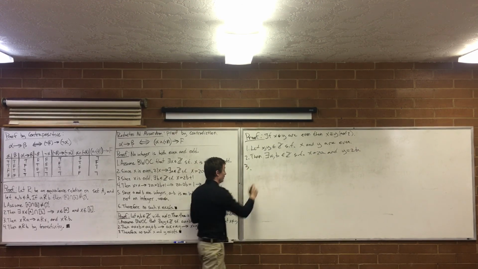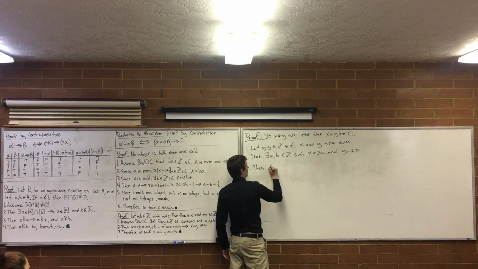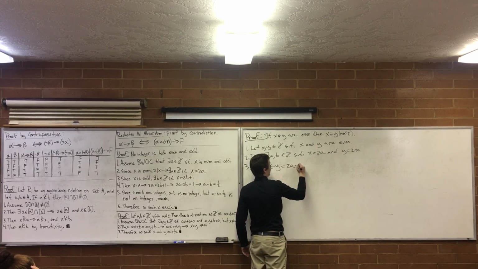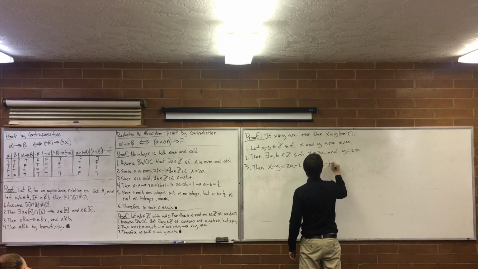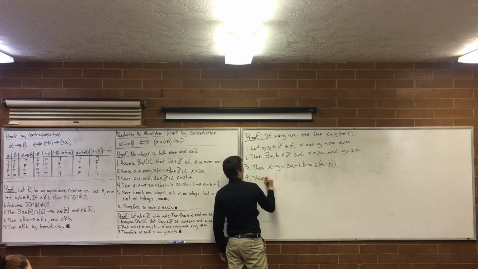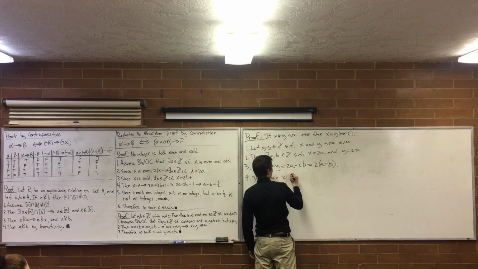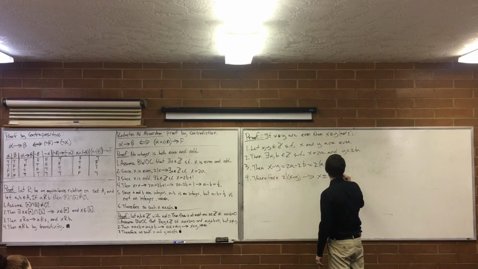3. Then, let's see, we want x minus y is equal to 2a minus 2b is equal to 2 times a minus b. 4. Therefore, 2 divides x minus y, which gives us that x is congruent to y mod 2.